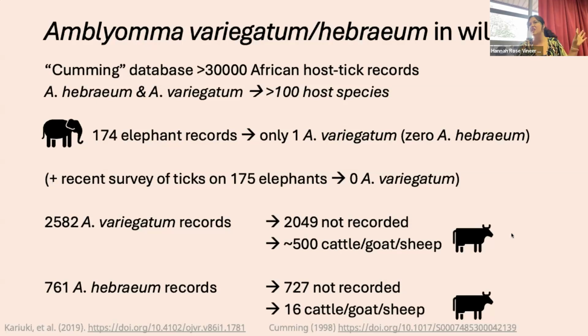We have to be careful with this data set because it is biased towards cattle. We need more data on wildlife. But it does seem that controlling cattle and goats and sheep is a very important element of all of this.